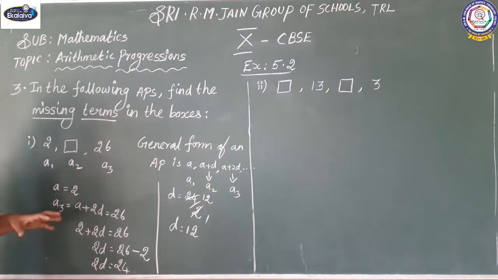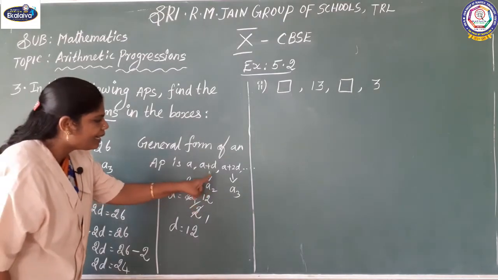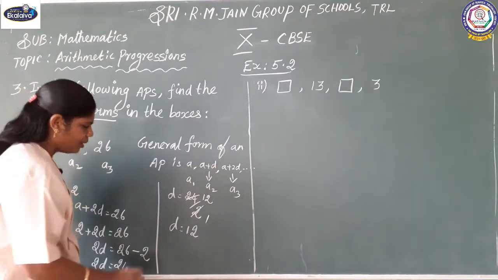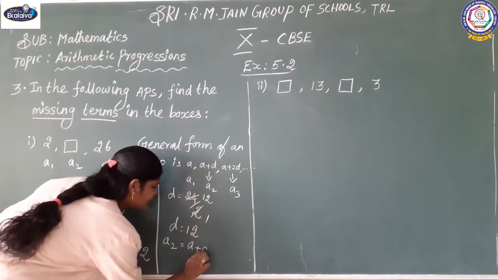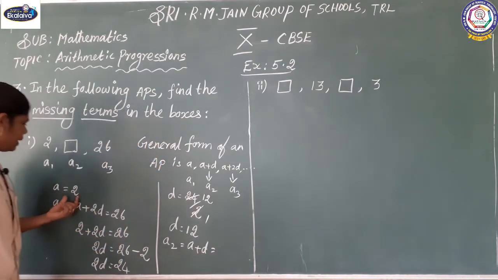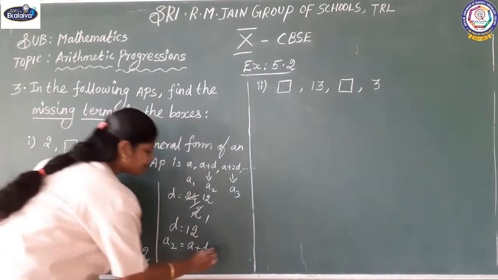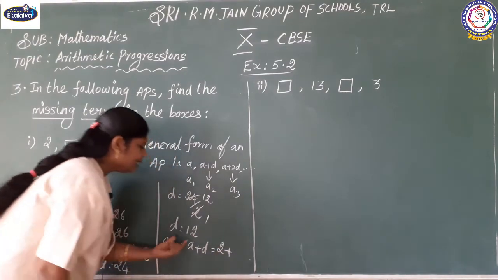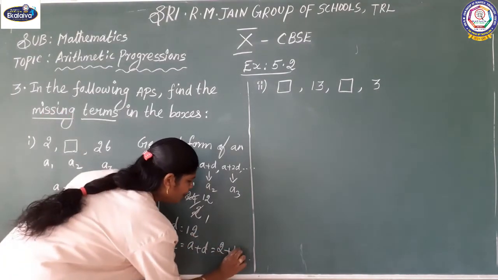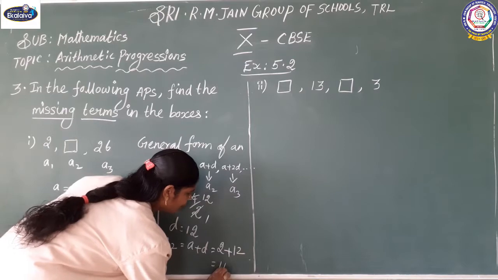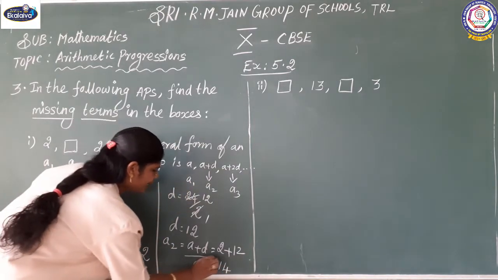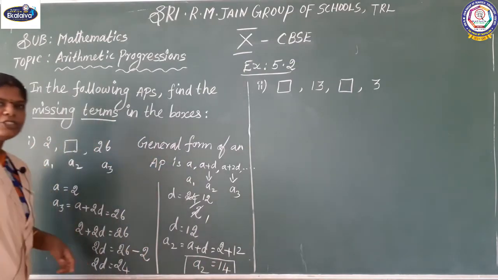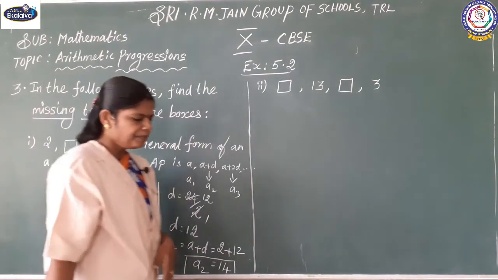Okay. Next we need to find out the second term A2. What is the second term? We can write it as A plus D. So A2 equal to A plus D. Here what is the value of A? A equal to 2. So 2 plus D value 12. So 2 plus 12, what will you get? 14. Okay. So A2 equal to 14. You understand, children? See the next one.